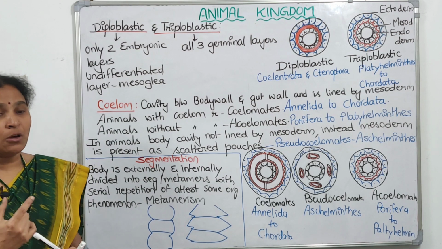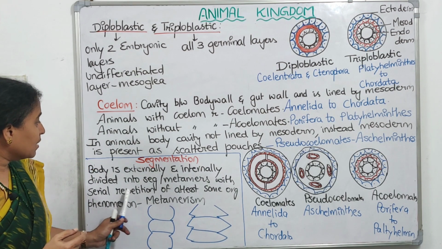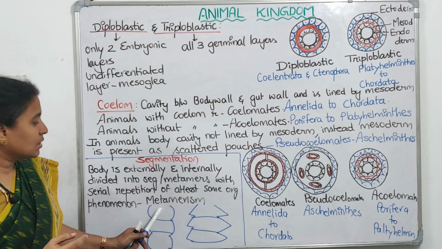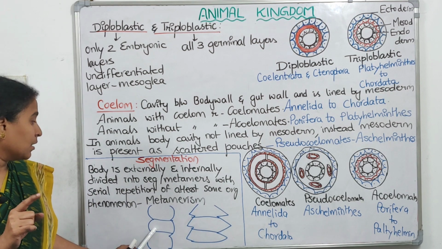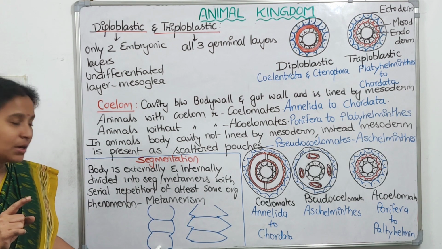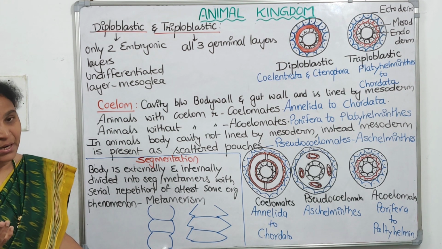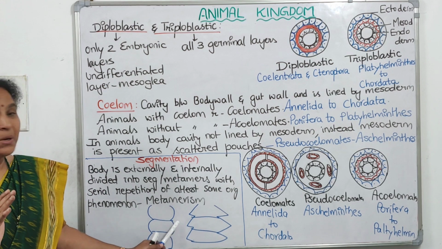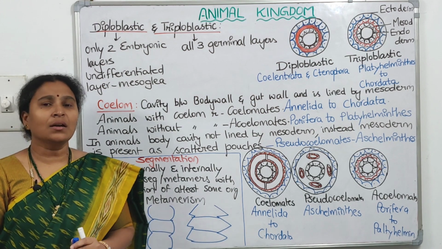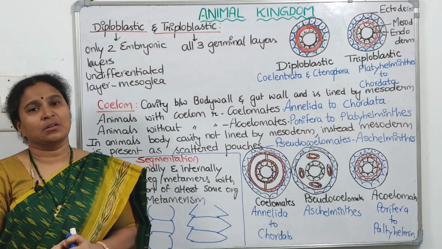Now segments are also called metamers. Their serial repetition of at least some organs: in this segment one organ, in another segment another organ. Serial repetition of some organs, if it is there, such animals are segmented. The phenomenon is called metamerism, and the organs are showing metameric segmentation, right?